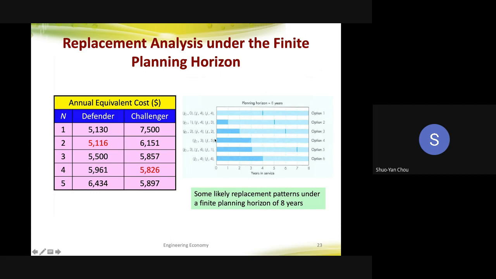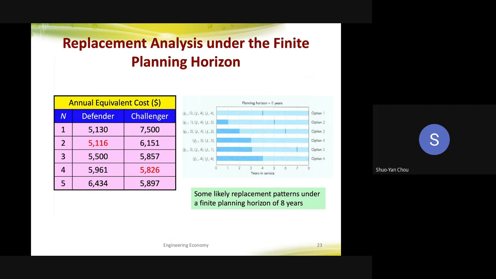Okay, or we can even say, let's try. We use the defender for 3 years, and we use the challenger for 5 years. This doesn't seem to make sense here. Or maybe we should still try to keep the challenger in its optimal economic service life, which is 4 years, and an additional year. There are many different kinds of combinations.